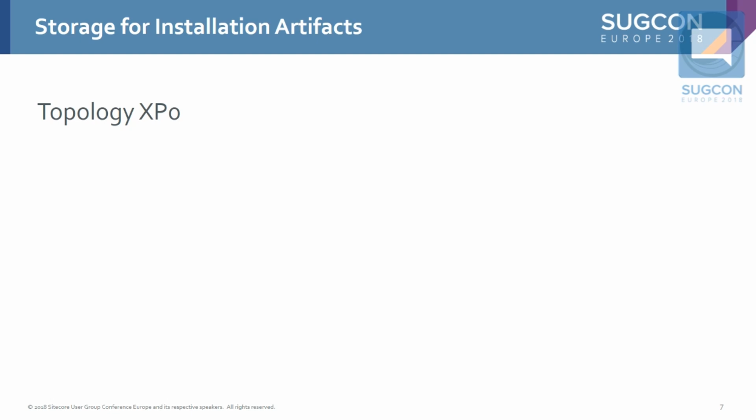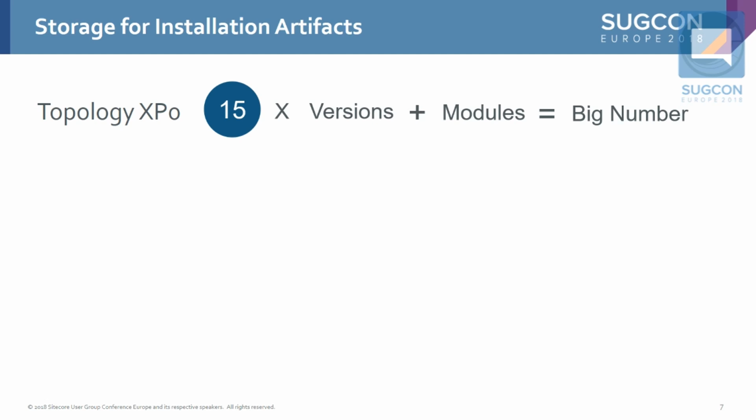Okay, the first feature, storage. Do you know how many files we have to download to install XP0 with all prerequisites? 15. And if we multiply this by the number of Sitecore versions used in your company, in your projects, and add modules necessary for Sitecore, like SXA, Sitecore PowerShell Extension, and others, the Active Directory module, we get quite a big number. That's why we decided to create a central repository for all artifacts necessary for Sitecore installation.